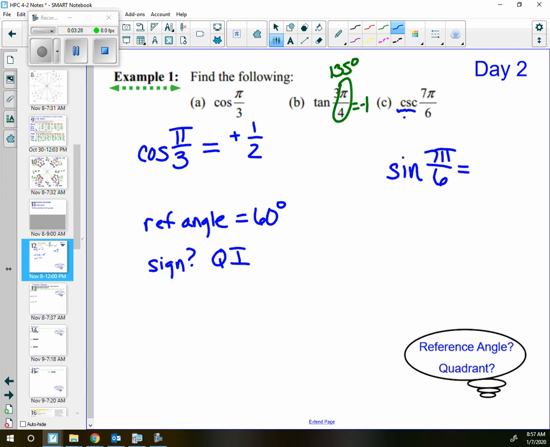So let's figure out what my answer is for that first. All right, so let's talk about our two questions. First thing is reference angle. What would my reference angle be?